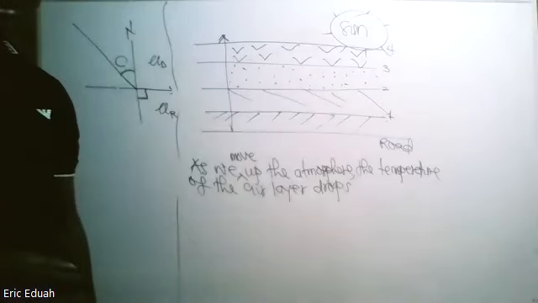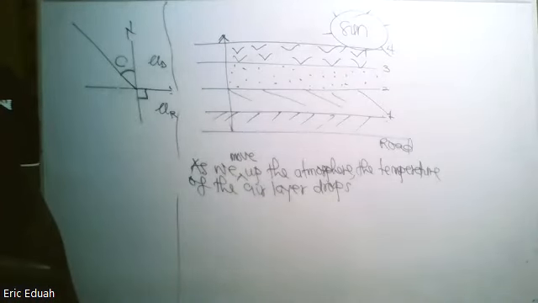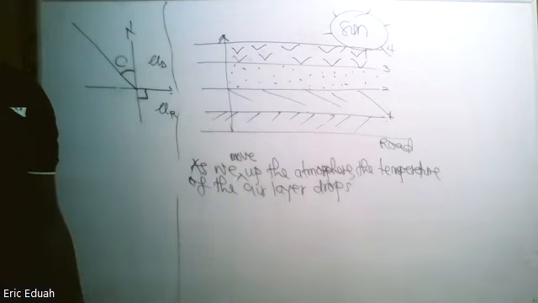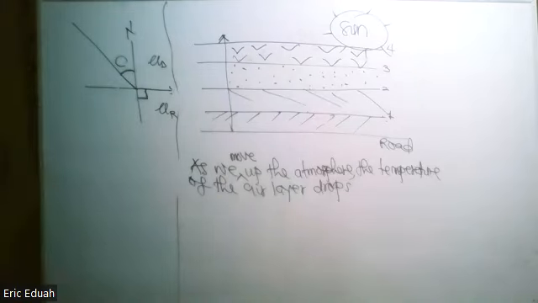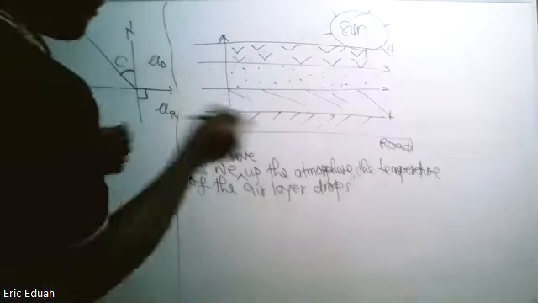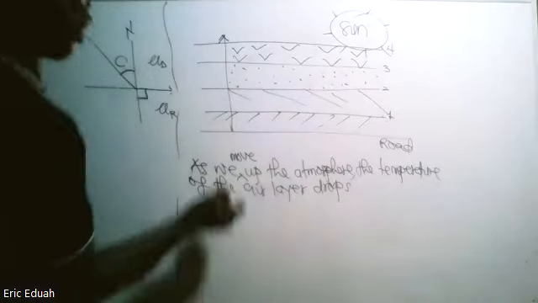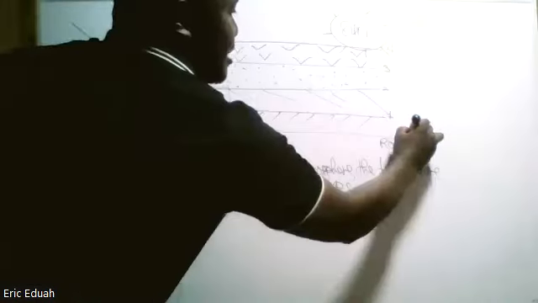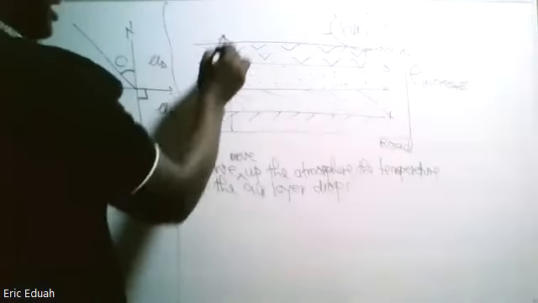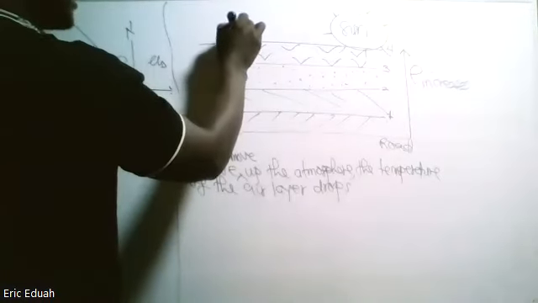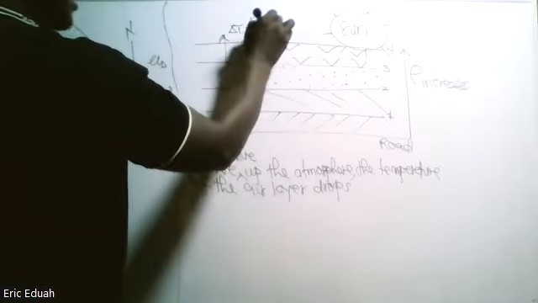So as we move up, temperature drops, but density rho increases. Rho increases and delta T decreases.